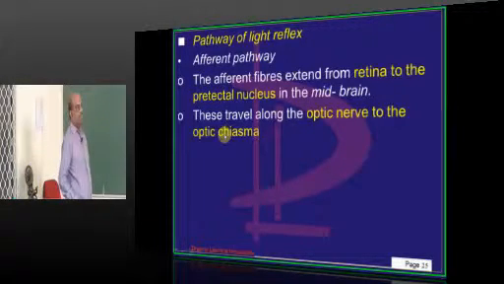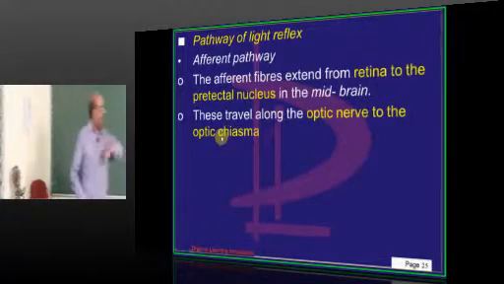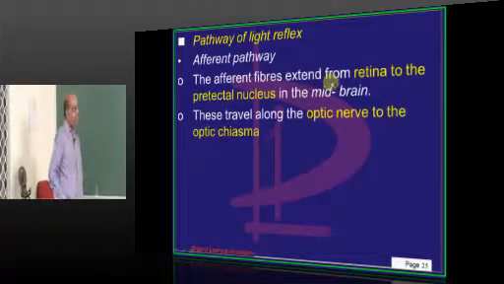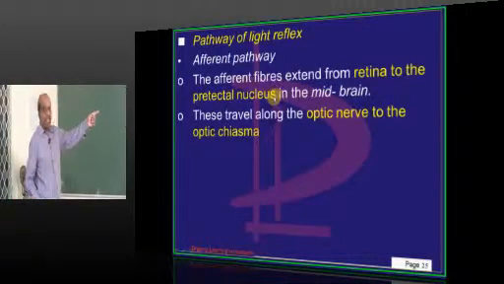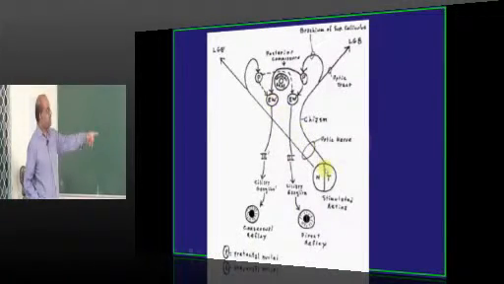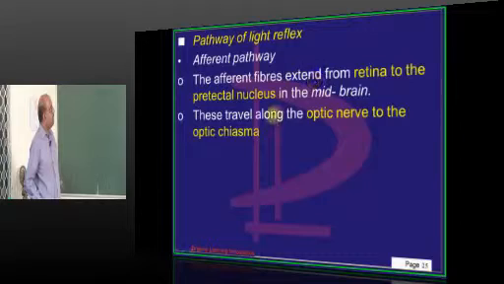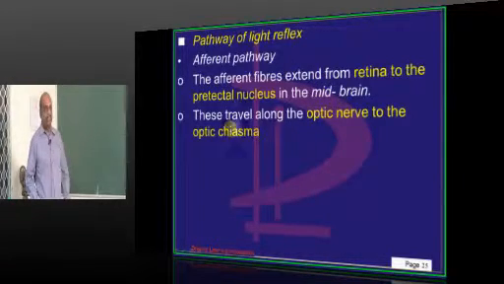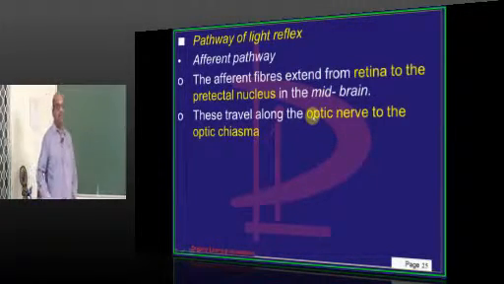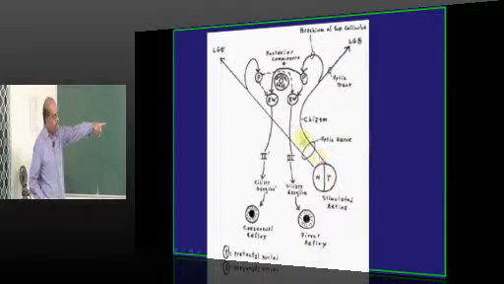Now these fibers will typically be passing from the retina to the pretectal nucleus. You have the pretectal nucleus in the midbrain. To that point they will pass. How will they travel? They travel through the optic nerve.